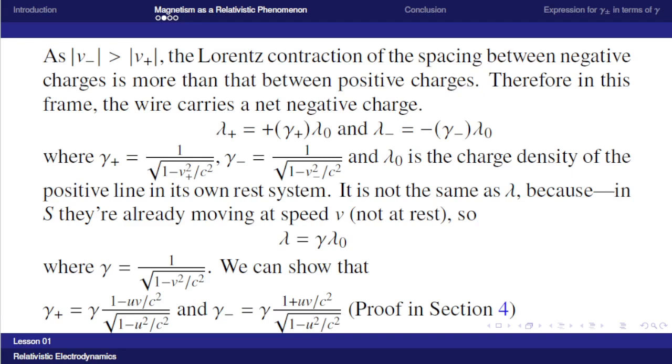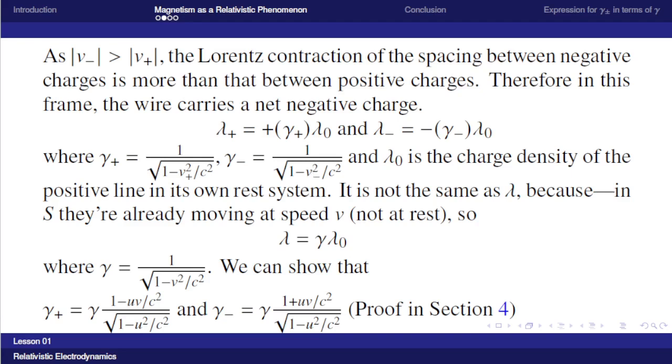It means that the linear charge density of the negative charges, that is lambda minus, is equal to gamma minus into lambda 0, where lambda 0 is the linear charge density in the rest frame, and gamma minus is the ratio. Gamma minus is 1 by root of 1 minus V square by C square, where V is the V minus, that is the velocity of these negative charges in S bar frame.